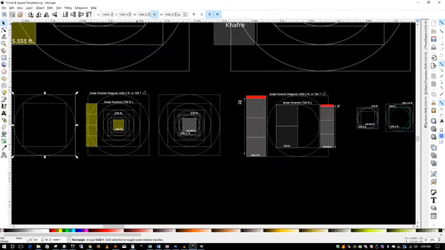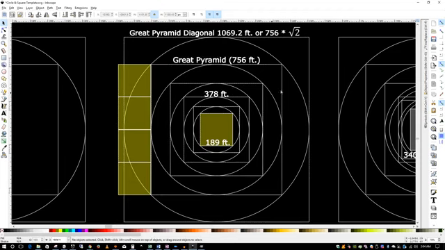So this is 1069.20, which is the diagonal of the Great Pyramid, and this is the 756, which is the side length. So if we step through and go all the way down to 1, 2, 3, 4, we get down to 189 feet, and that is 756 divided by 4, and that's why you see this right here. So the perimeter of this square here is equal to the side length of the Great Pyramid.